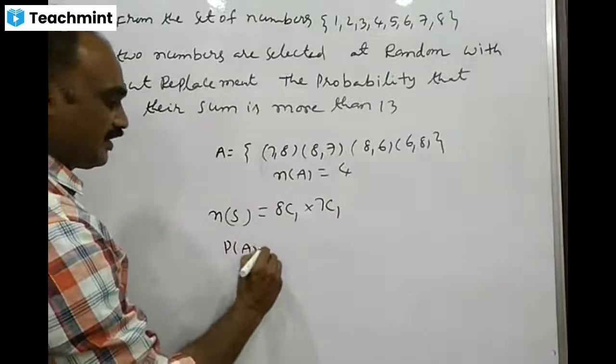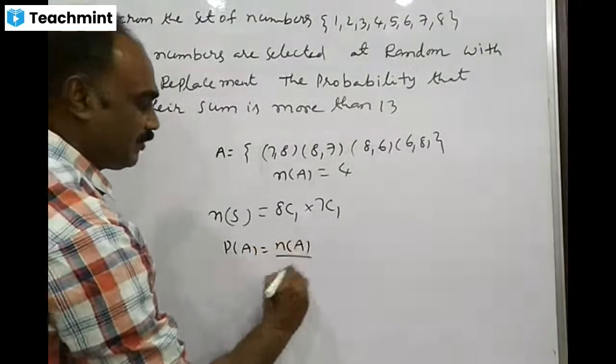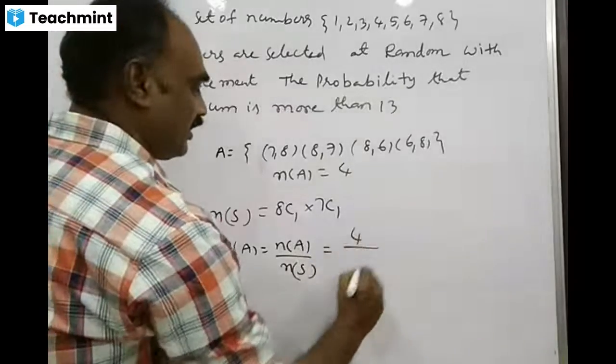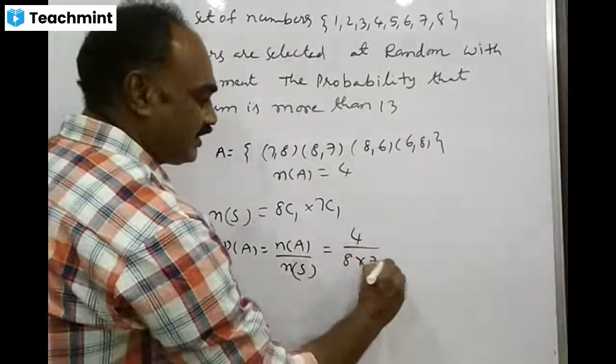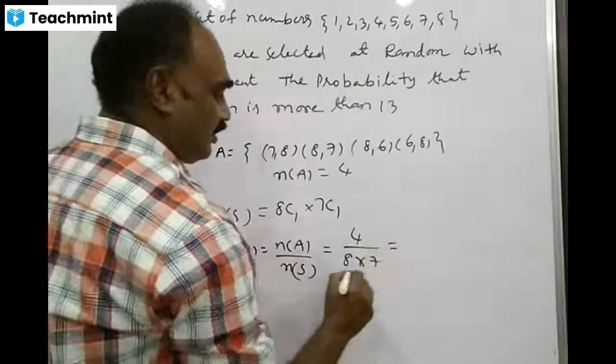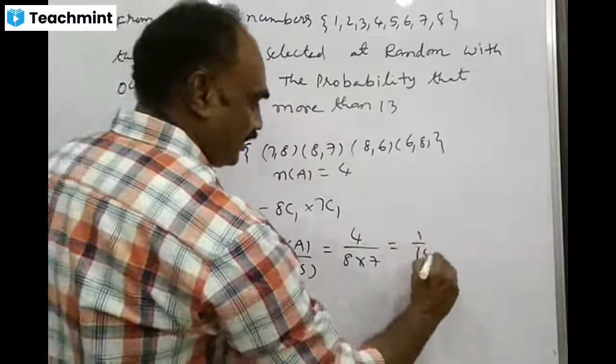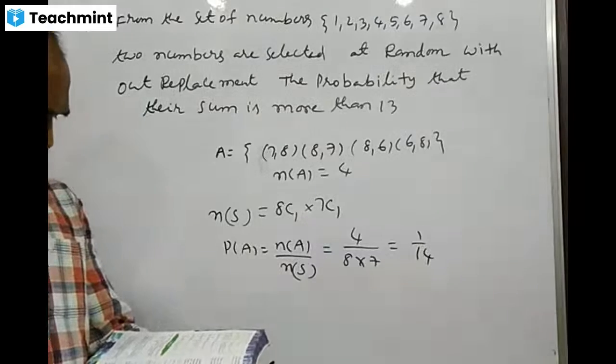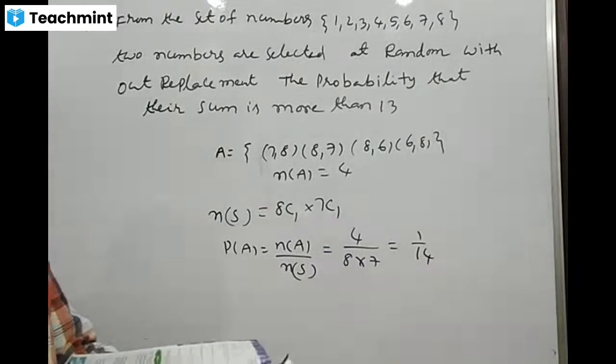So P of A is equal to, by the formula, n of A by n of S, is equal to 4 by 8C1 into 7C1, that is 4 by 8 into 7. So that is equal to 1 by 14. Answer: 1 by 14.